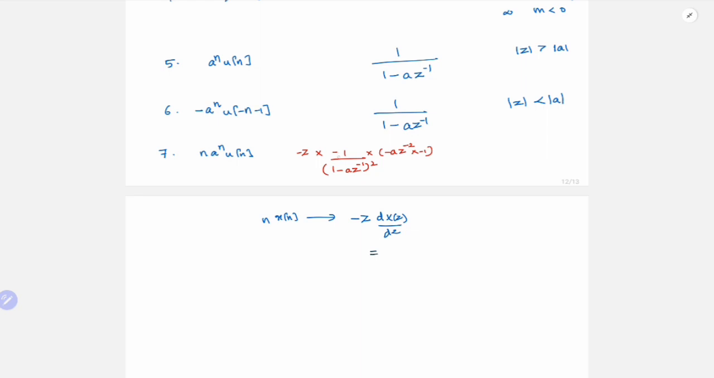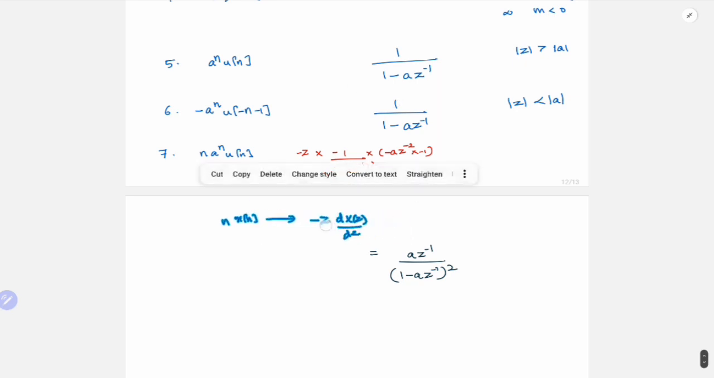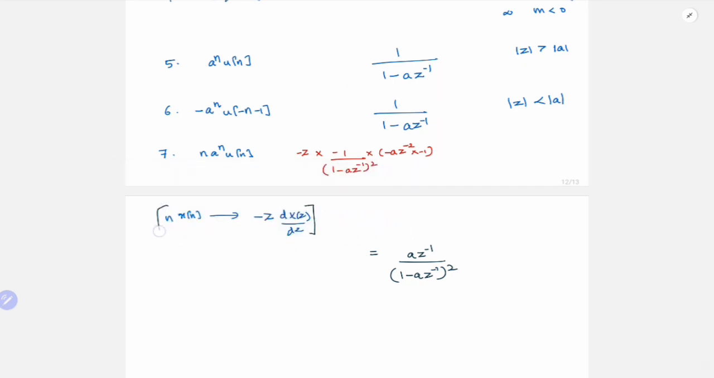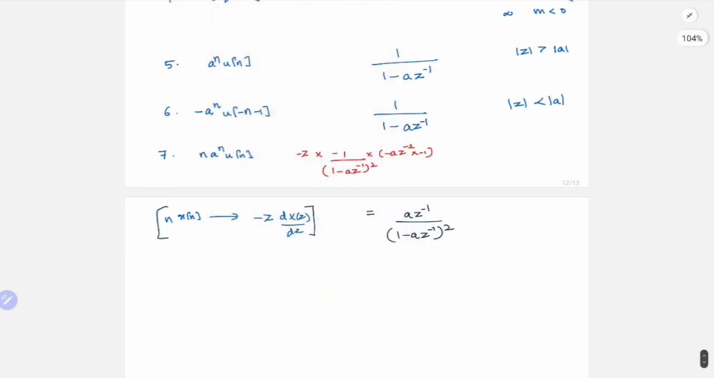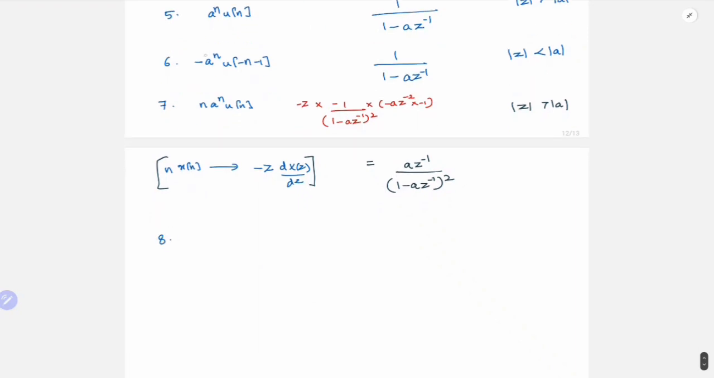So this we'll get as equal to, we have 4 minus signs. The minus sign will go away. So we'll have a z inverse by 1 minus a z inverse whole square. So this will be our answer. Let me put it on a side note here. And my ROC is gonna be unchanged, correct? So it will be mod z greater than mod a. Similarly for this case also, if I have minus n a power n u of minus n minus 1, I'm gonna get the same thing because the expression is the same in the z transform. And mod z is gonna be less than mod a.